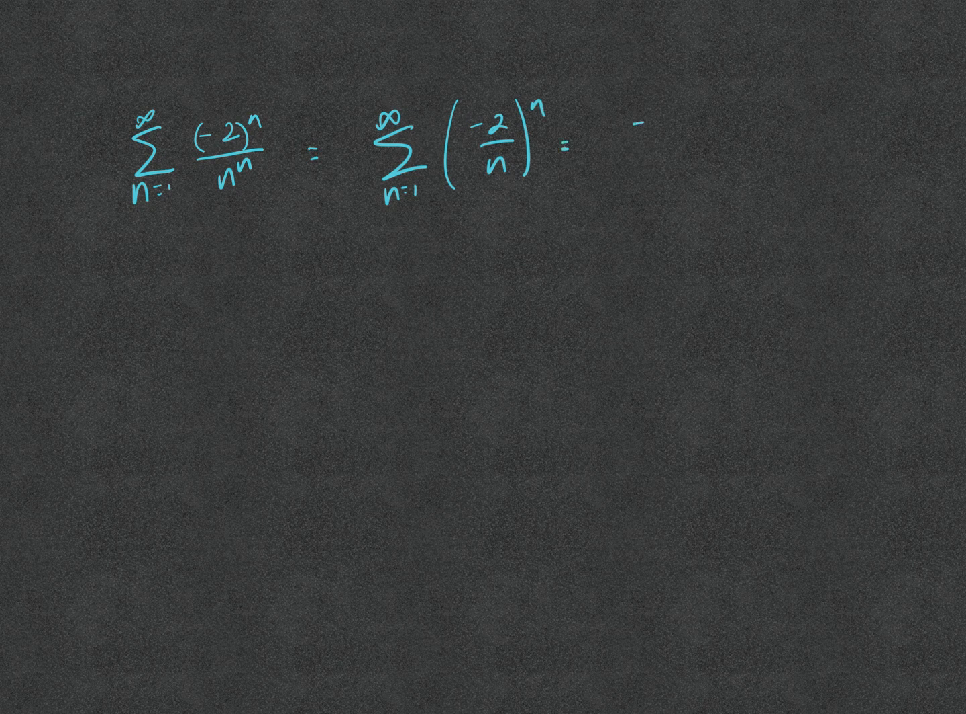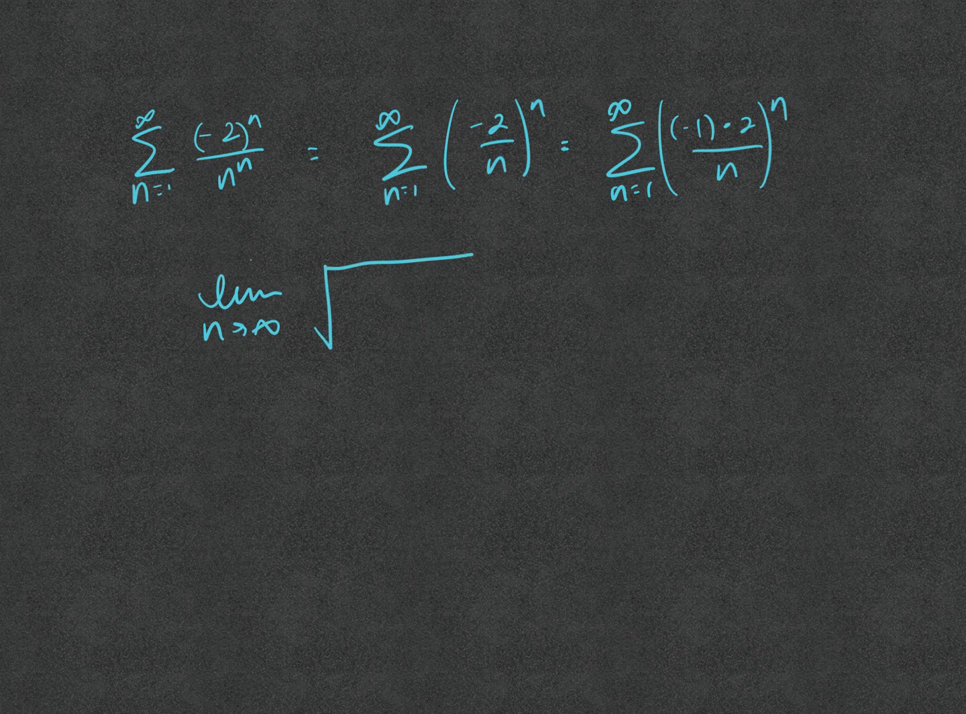Now I would like to go further and write it as the series from n equals 1 to infinity of -1 to the n power. I'm sorry, let's not write it that way. -1 times 2 all over n, to the nth power. Because it's the first time we're using the absolute value in a series, let's write it that way. So we're going to take the limit as n approaches infinity of the nth root of the absolute value of a sub n.